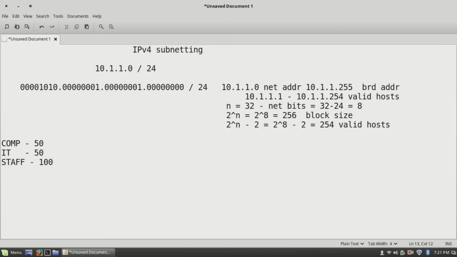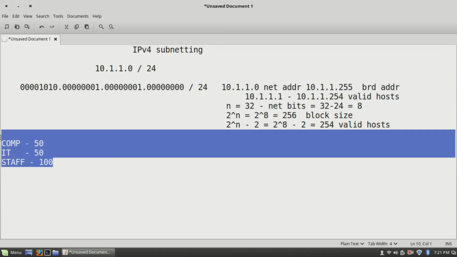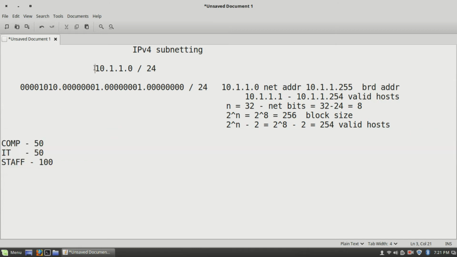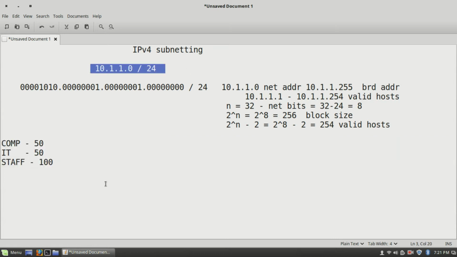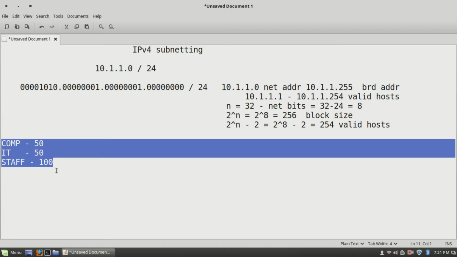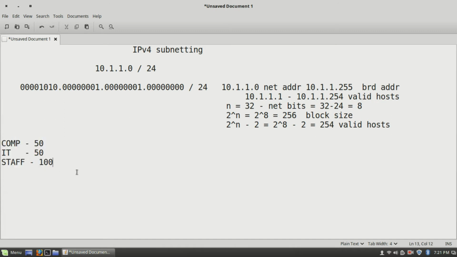Now, when I have such requirements and I have been only given this network, I can assign everyone in the same broadcast domain and they will all have an IP address from this network. But that is not my requirement. I don't want them to talk to each other in the same network. I want them to belong to different networks. So that is when subnetting comes into the picture and I have to divide this network. So let's see how we will divide this network.